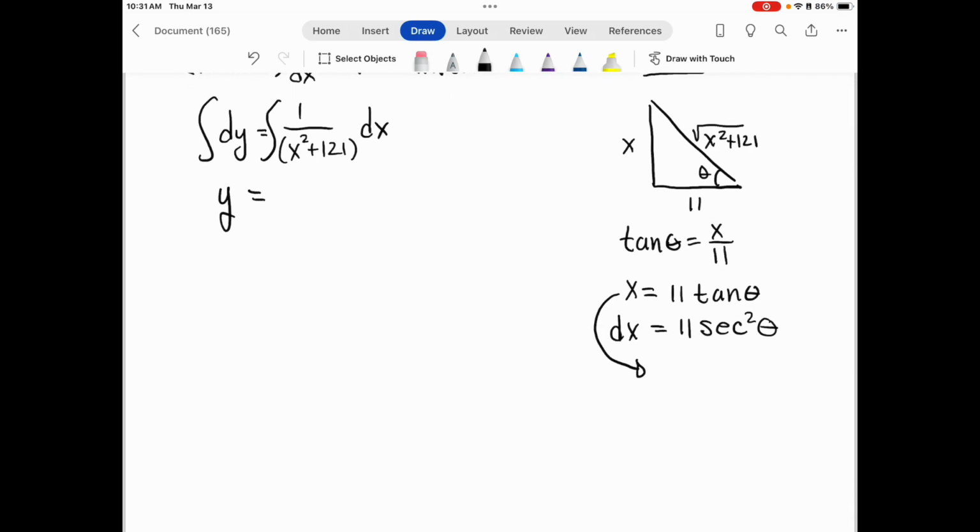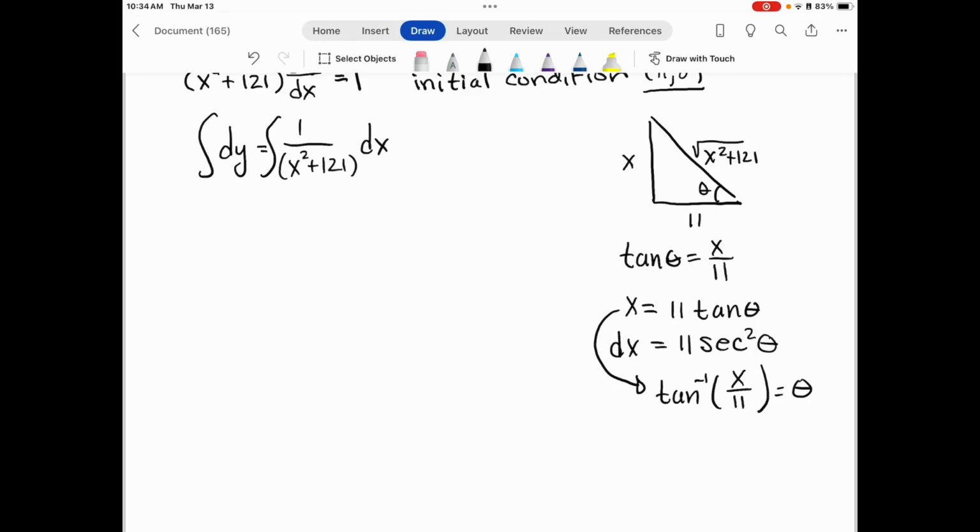Also, I can use x is equal to 11 tangent theta to solve for theta because we're going to need that later. So I'm going to take x and divide it by 11 and then use inverse tangent. So I have inverse tangent of x over 11, and that's going to give me theta. So when I integrate both sides of the equation, I get 1 dy, and that gives me y equals. I'm not going to worry about the c there because I'm just going to add the arbitrary c's together on the right-hand side.